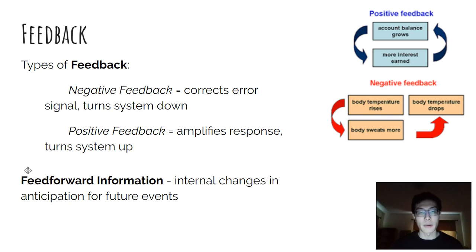So feed-forward information is really different than feedback from the fact that it's predicting, it's anticipating something that has yet to happen. Whereas with feedback, you're taking something that's already happened and then using whatever's happened to come back and affect the stimulus. So that's how the body maintains homeostasis, through these concepts of physiological systems, inputs, effectors, as well as feedback.